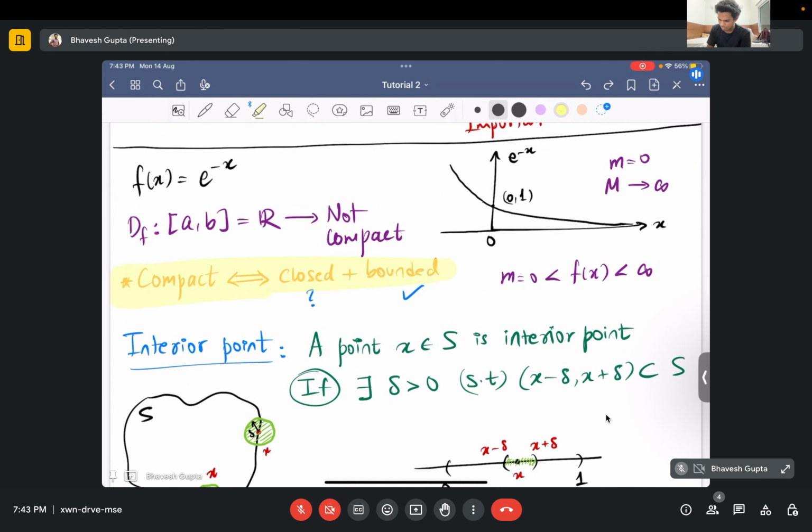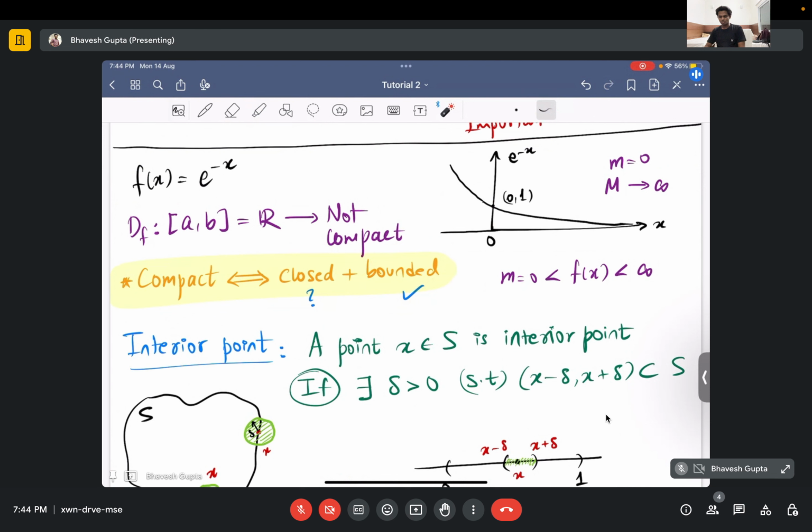So this is your definition of something called as a compact. Compact basically tells you when an object is said to be closed and bounded. So we understood what we mean by bounded. The idea and the notion of the boundedness is clear to all. But we still don't know what do you mean by something called as a closed.